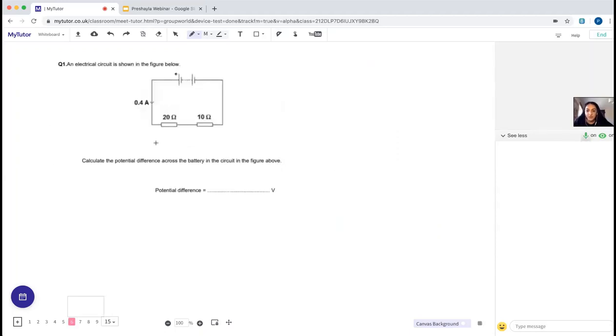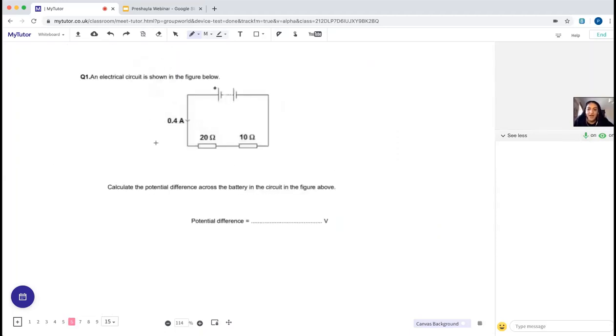So we're going to move on to our first question now. I'm going to give you 30 seconds to have a little go at this question. A quick hint is that the first thing we need to work out is the total resistance in the circuit. Note that this is a series circuit, so the resistance of this resistor just adds with the resistance of this resistor, and then we need to remember to use V equals IR.